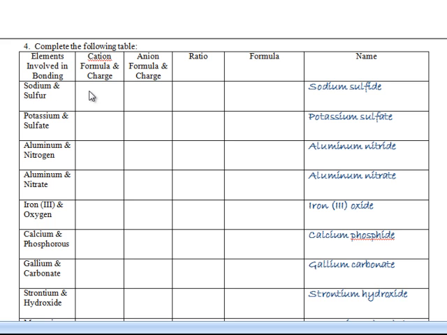All right, we got sodium and sulfur. Sodium is in group 1, so it's +1. Sulfur is in group 6, so it's going to make a -2. One sodium is not good enough to make one sulfur happy, so we're going to have to crisscross the charges, and it's going to be Na2S, so that means there's a 2-to-1 ratio. We need 2 sodiums to make one sulfur happy.